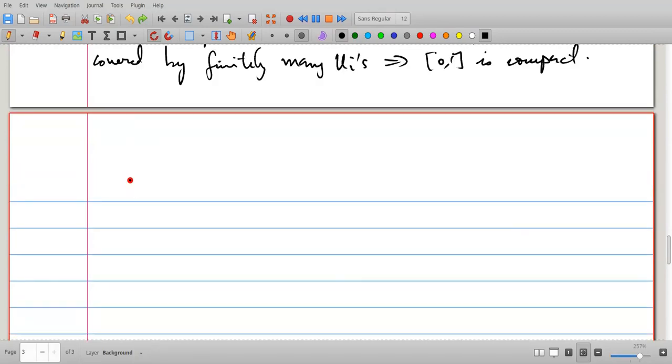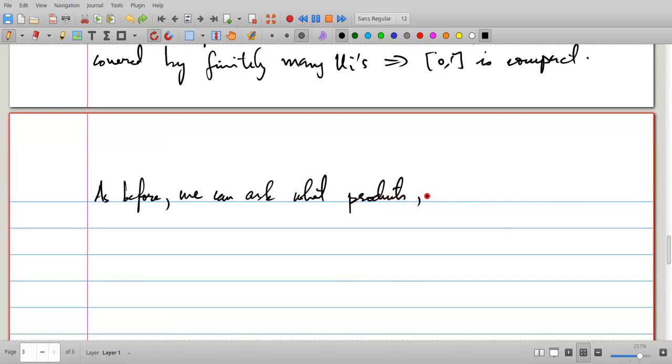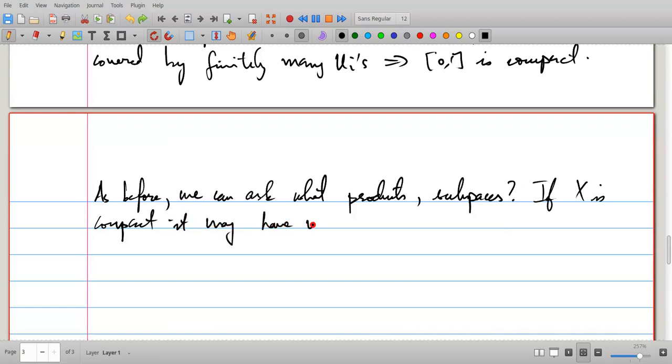So as before, we can ask, what about products, subspaces? So if we take products of compact topological spaces, are they compact? If we take subspaces, are they compact, etc.? And notice that one example we can get straight away: if X is compact, it may have non-compact subspaces.